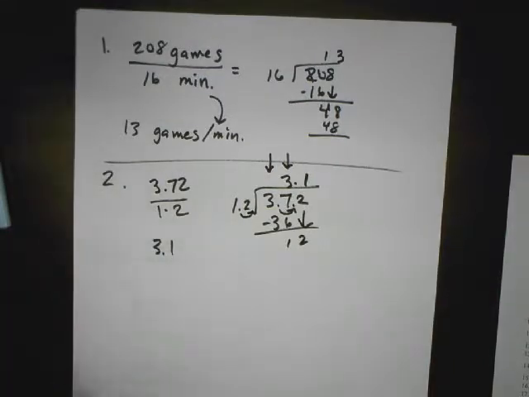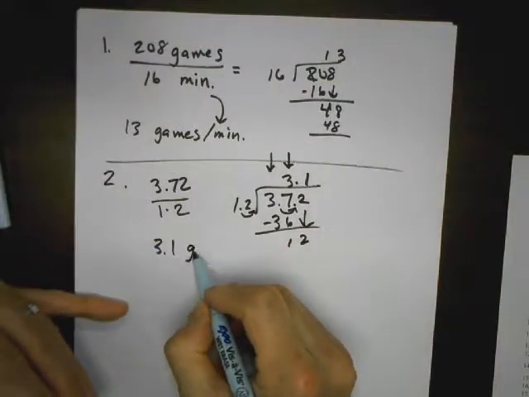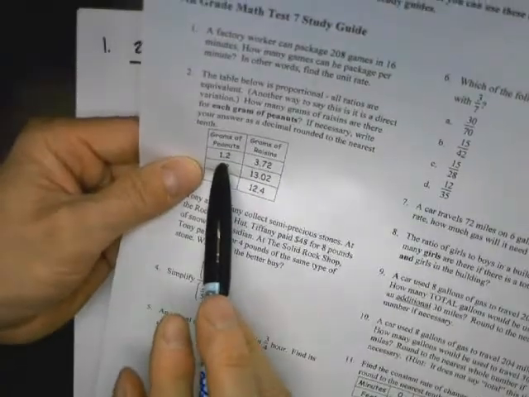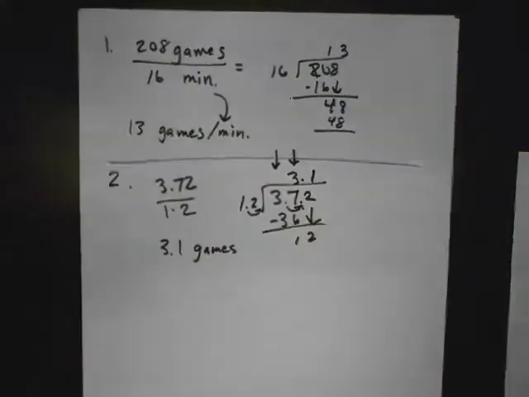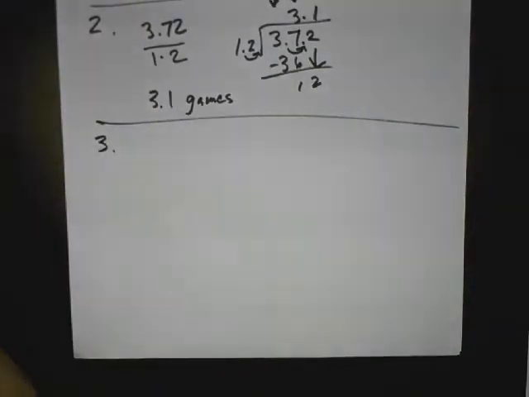So the answer is 3.1, and the question was how many grams? So it's 3.1 grams of raisins for every single gram of peanuts. Again, this is still just unit rate that we're finding. So we divide.